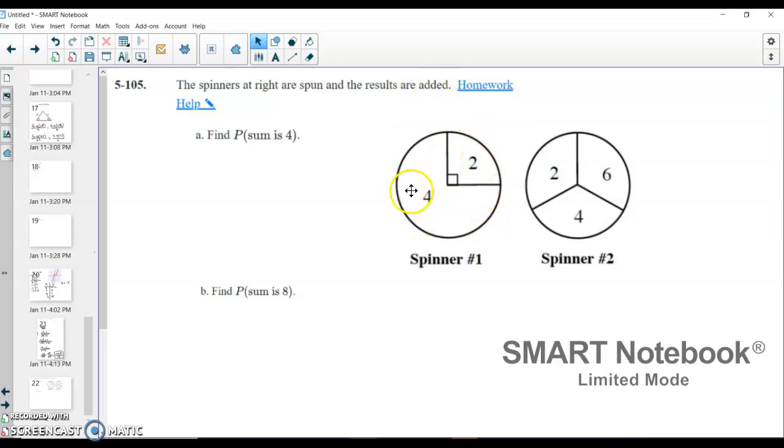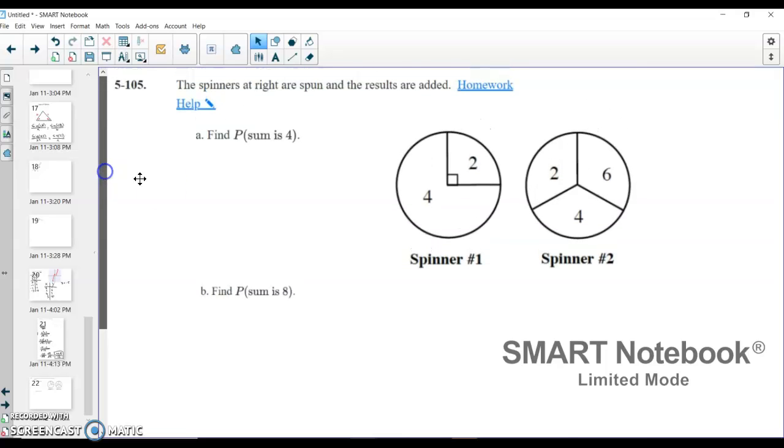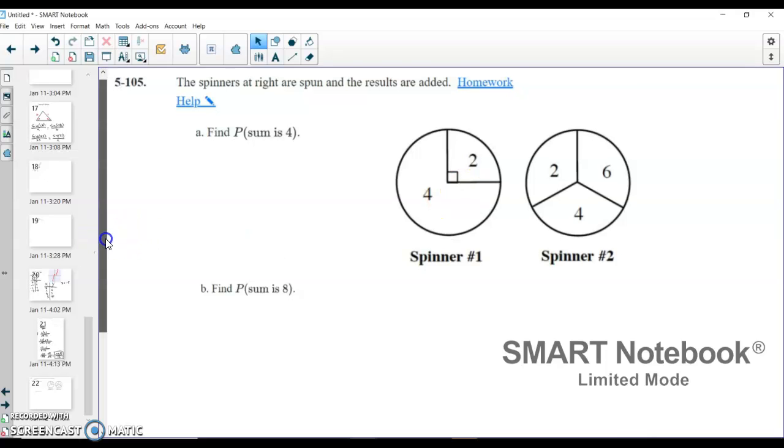And so what's happening is we spin spinner 1 and whatever it lands on, that's the first number. Then we spin spinner 2 and whatever number it lands on is the second number. And then we would add those two numbers together to get our total, or the sum. For part A, I'm going to do part A on this slide, part B on the next slide. But what I'm going to do for part A is actually set up an area model representing these two events happening. So that's where I'm going to start here.